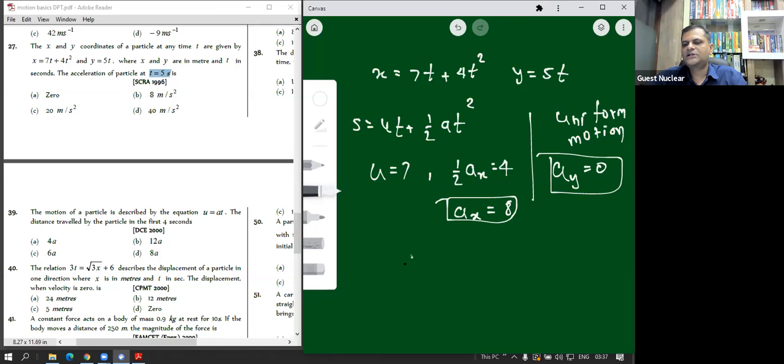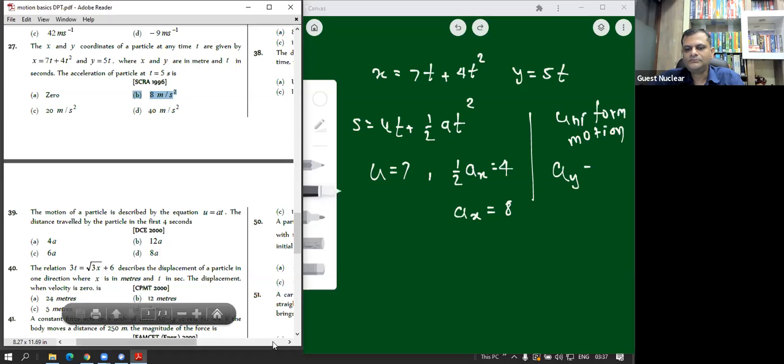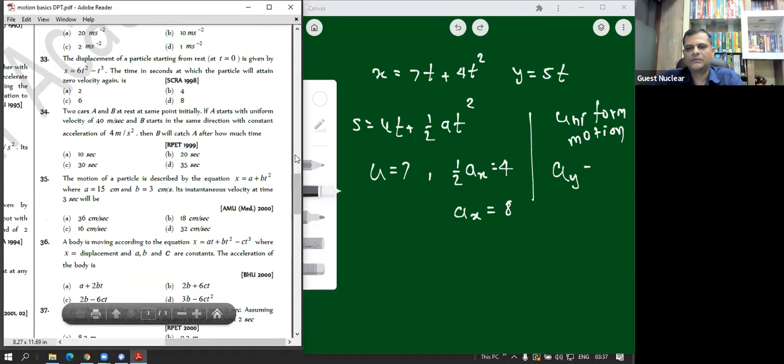So the net acceleration will be same as this x component of the acceleration, because the y component of acceleration is going to be already 0. So that's why we can get this a equal to 8 in this case from the other method also, which is already available there in option number B here. Okay, yes. So next one.